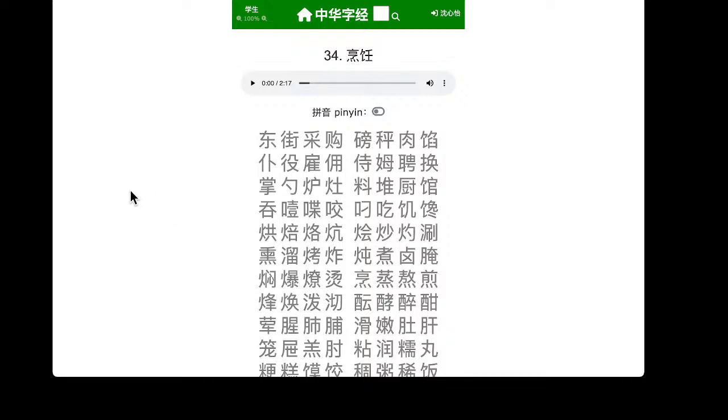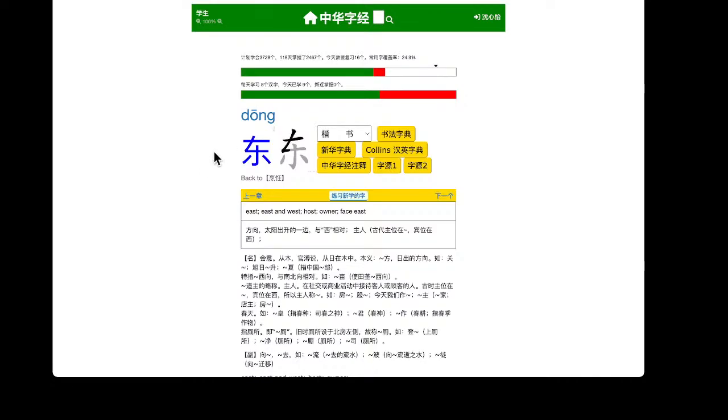Okay, so today we're gonna start a new unit, which is cooking, 烹饪. Okay, so today's first character is 东. Now 东 is one of the four directions, east, as in east and west.